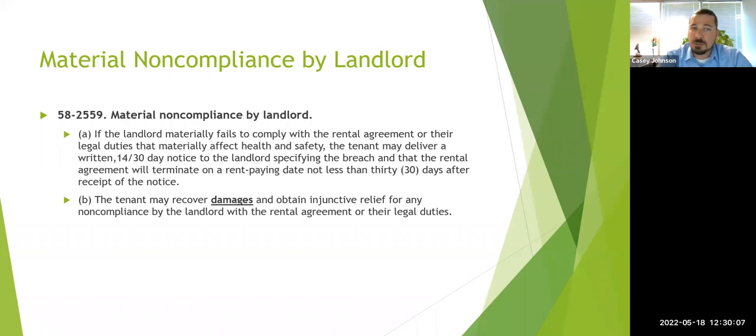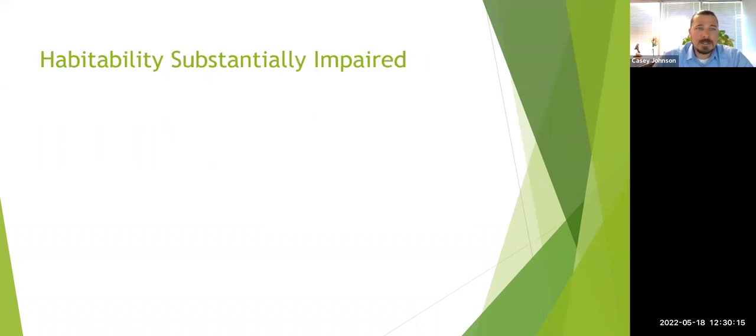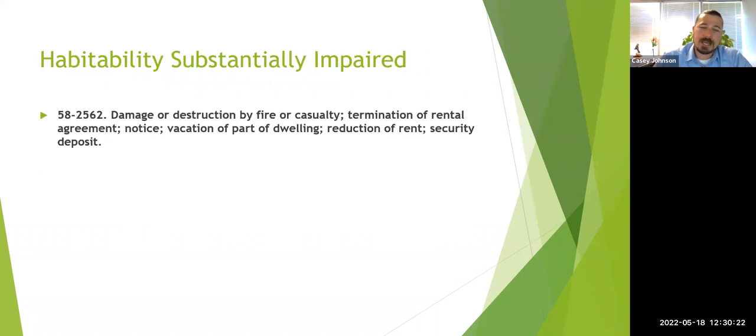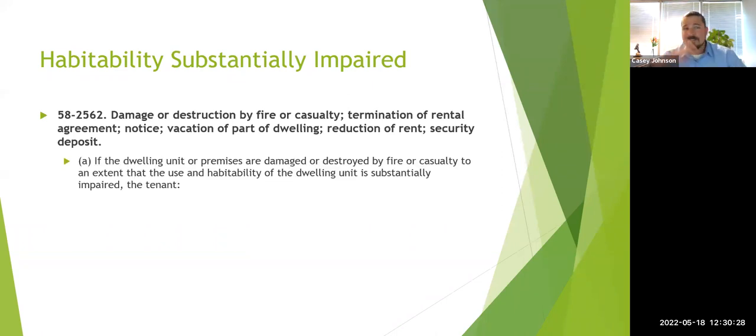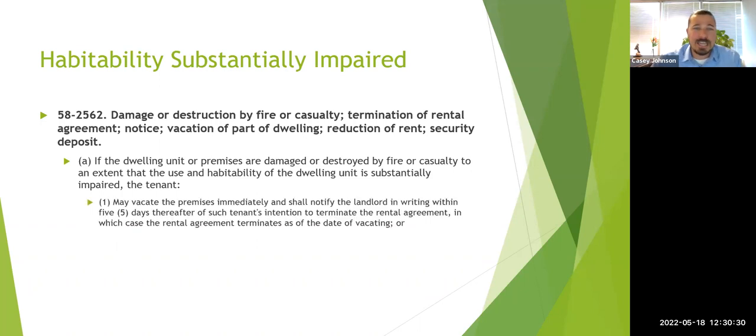The tenant can sue the landlord for damages or obtain injunctive relief, or do any of those things, all of those things. The habitability, so that's for material noncompliance. If it's substantially impaired, if there's some kind of damage that's substantial, usually by fire, destruction by fire or casualty, the tenant can leave the property within 5 days, give written notice to the landlord saying that they left and that they're terminating the rental agreement.